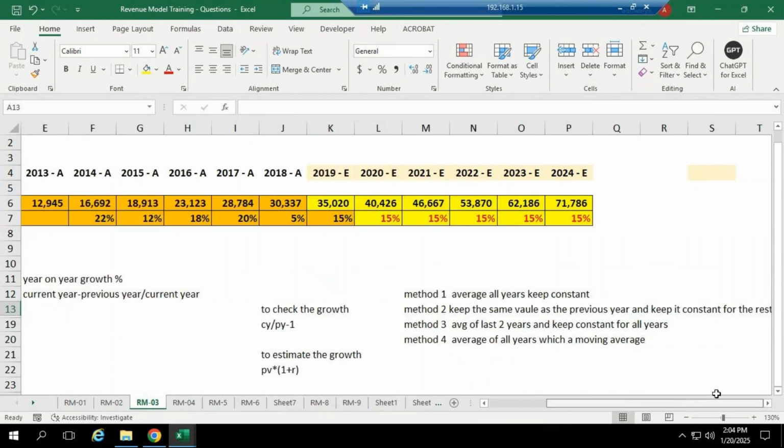There are four methods, no? Average of all years and keep constant; keep the same value as the previous year and keep it constant for the rest of the years; average of last 2 years and keep constant for all the years; average of all years, which is a moving average. Which method is okay for you? Which method is flexible for you? Being a financial analyst, this is the estimated sales, we will not be getting the actual sales, right? So which method do you prefer?